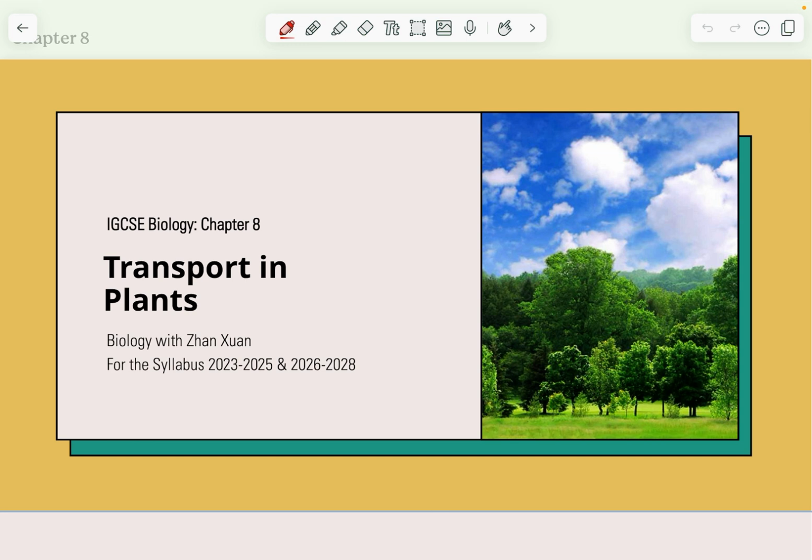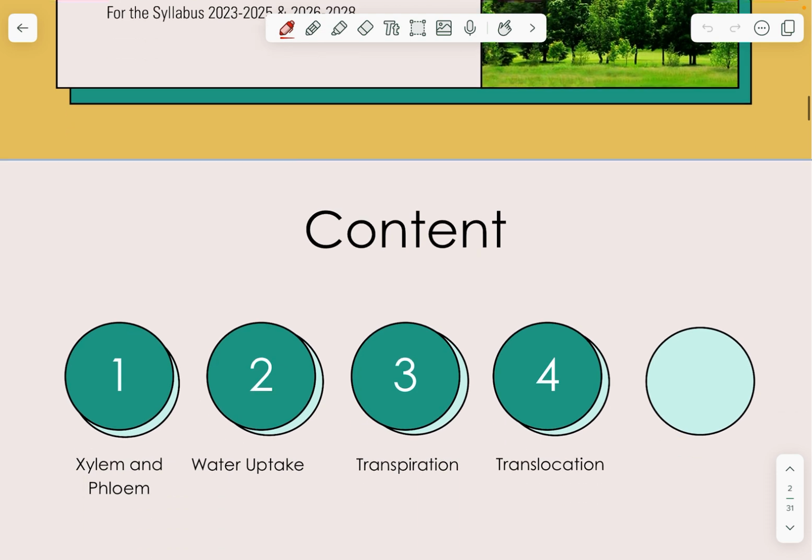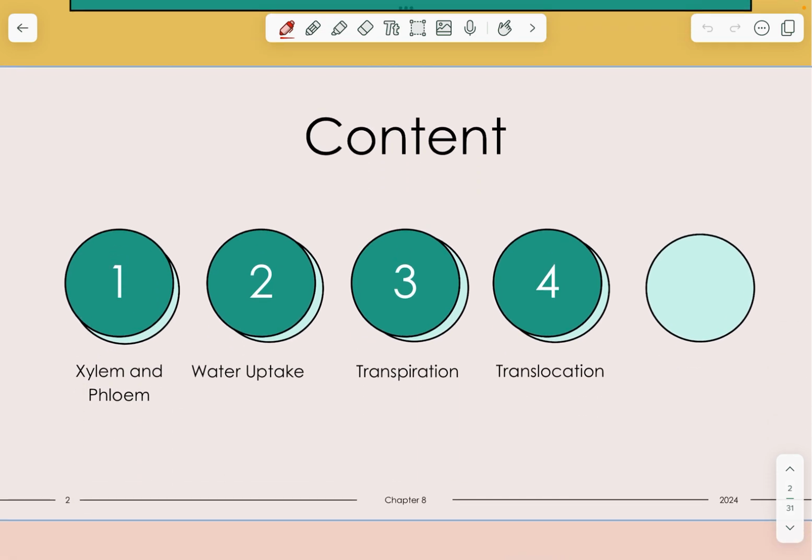So today we are continuing with the IGCSE Biology, Chapter 8, Transport in Plants. This is for the syllabus 2023 to 2025 and 2026 to 2028. For last chapter, Chapter 6, which is plant nutrition, we learned mostly about the anatomy of the plant and the necessary processes like photosynthesis that make sure it is producing their own food. So that is mostly what we discussed in Chapter 6.